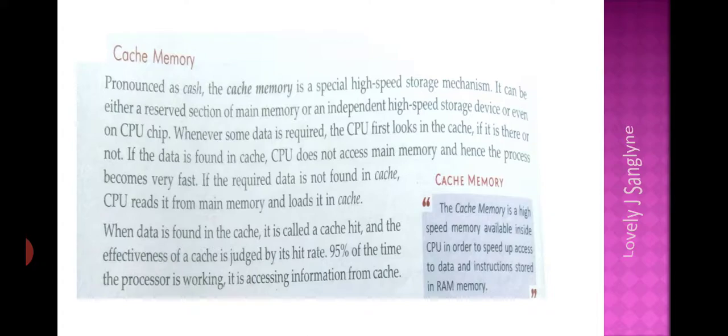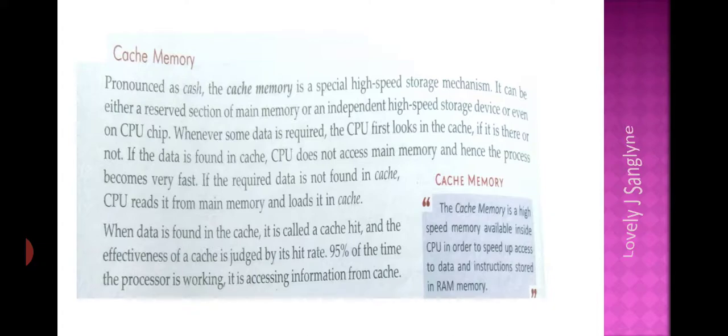Next is the cache memory. A cache memory is a high-speed memory available inside the CPU in order to speed up access to data and instructions stored in the RAM memory. A cache is a temporary memory area that helps your computer to process information. This is a very high-speed memory which can speed up the CPU. The cache actually acts as a buffer between the CPU and the main memory. The CPU reads instructions from main memory and loads them in a cache. A cache memory is faster than the main memory, and it consumes less access time as compared to main memory.